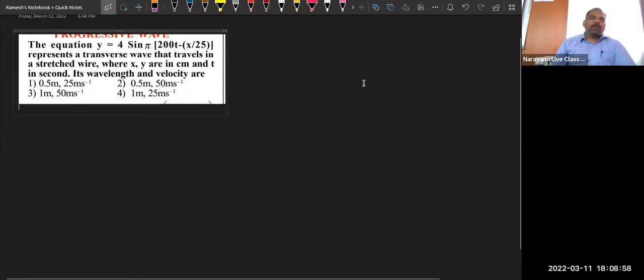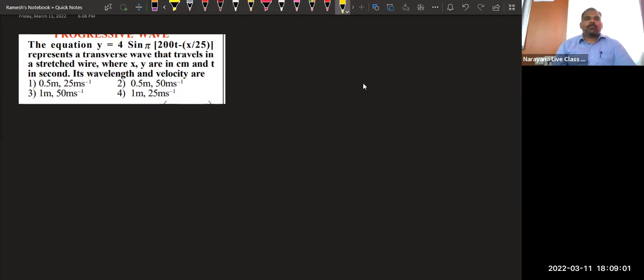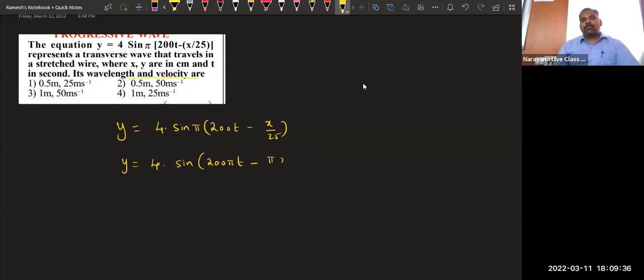So the equation y equals 4 sin pi, 4 into sine of pi into 200 into t minus x by 25 represents a transverse wave that travels in a stretched wire, where x and y are in centimeter and t is in seconds. Its wavelength and velocity are asked. Pi you send inside. What do you get? 4 into sine of 200 pi into t minus pi into x by 25.